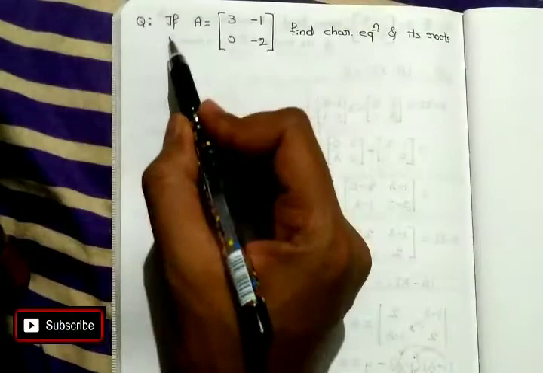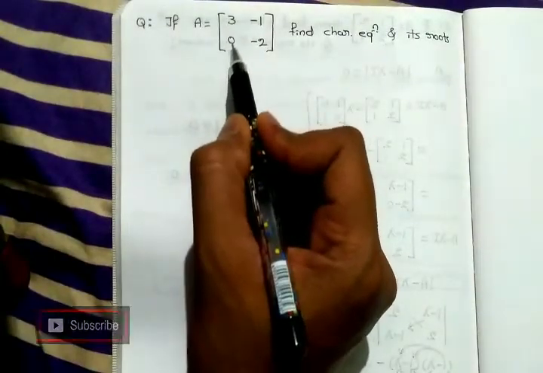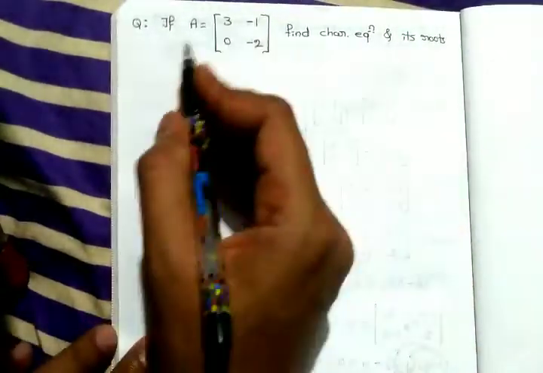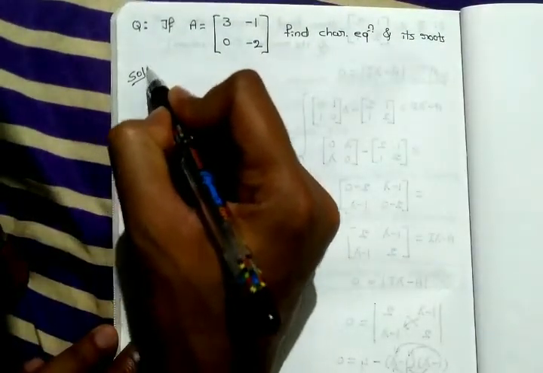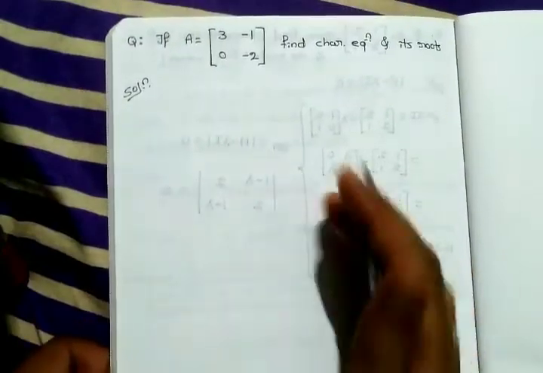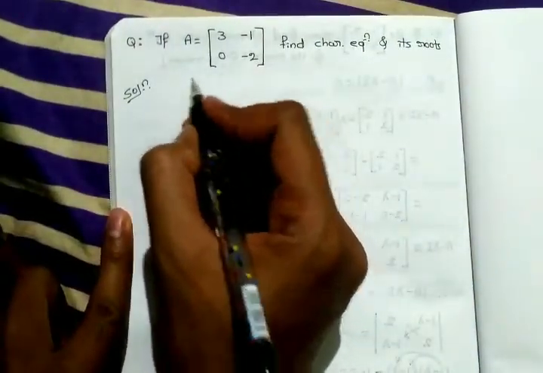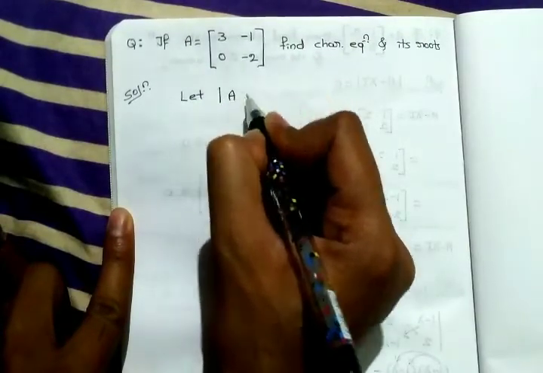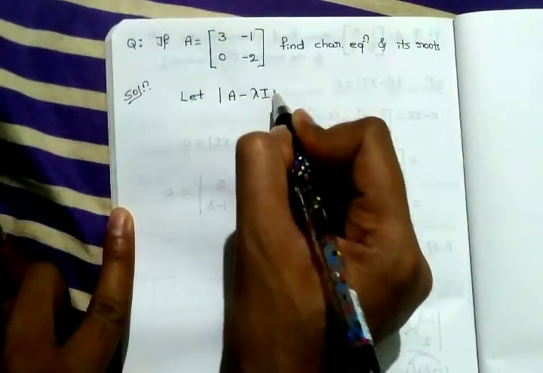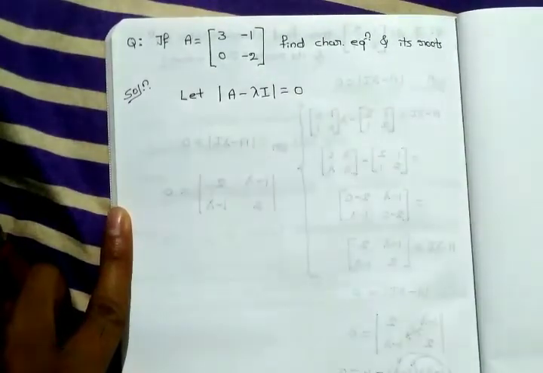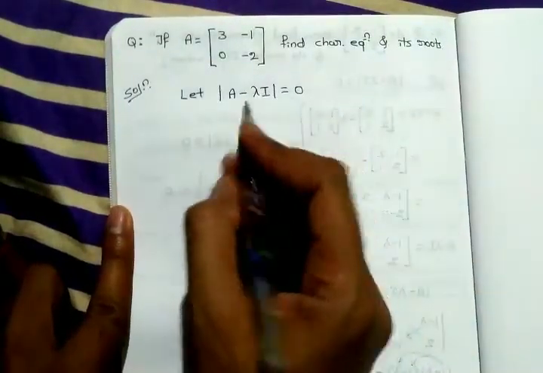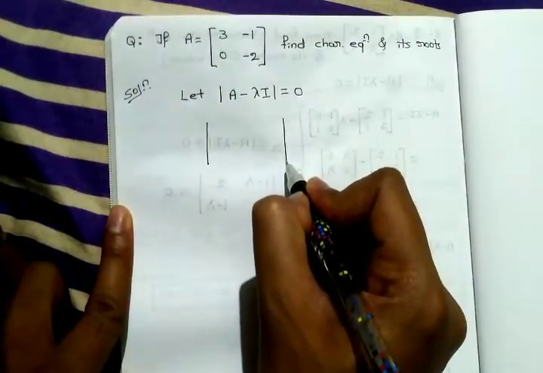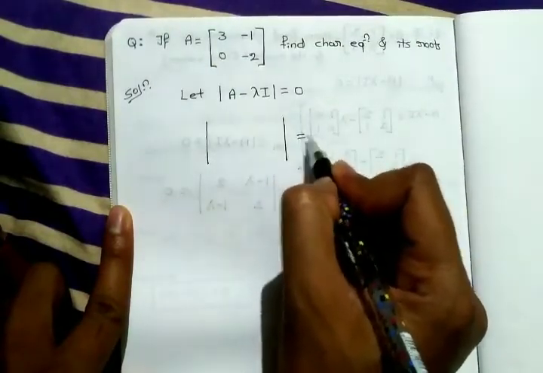Next question. If A is equal to [3, -1; 0, -2], find the characteristic equation and its roots. Solution. First write down the formula. Let determinant of A minus lambda I be equal to 0. So directly you do the steps. Next, the determinant symbol, keep it as it is, equal to 0.